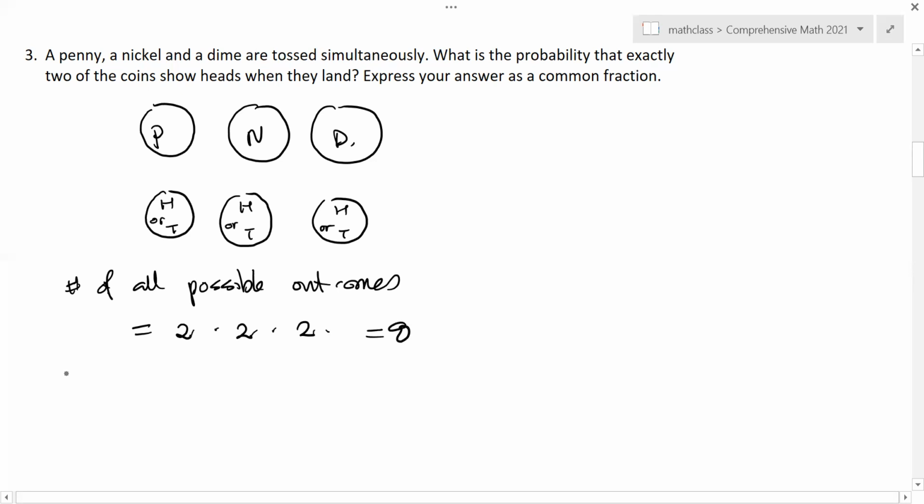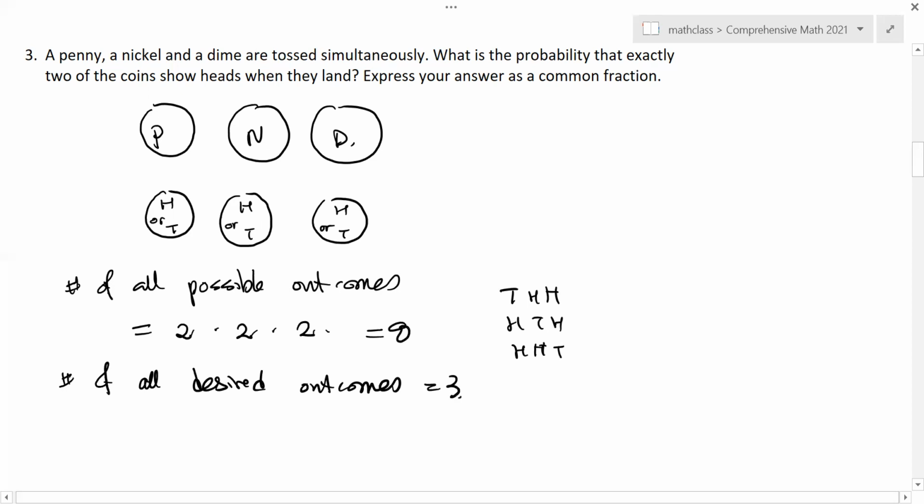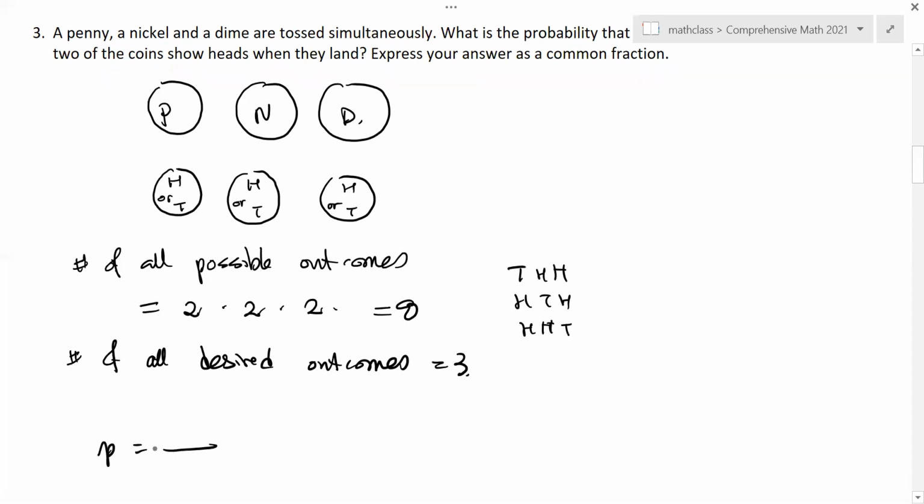Okay. Now you are only interested in the outcomes where exactly one of the coins shows tails. Then you will see that among them there are THH, HTH, and HHT, right? So there will be only 3 outcomes here. So the probability is going to be 3 over 8.